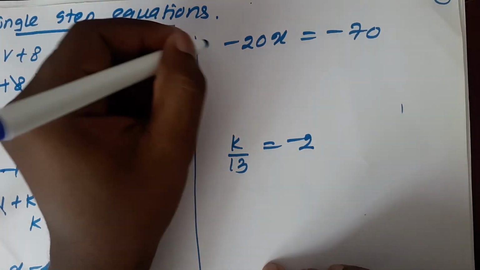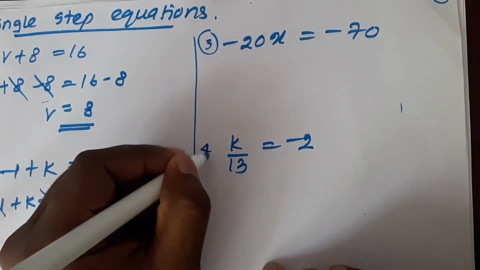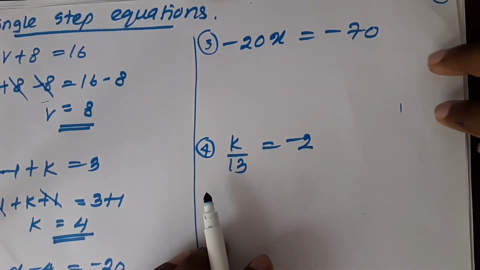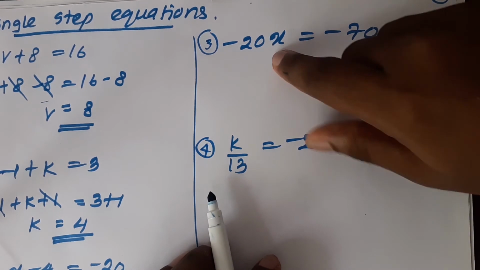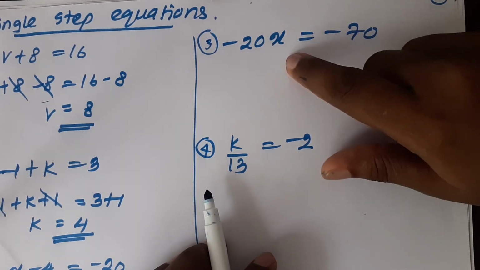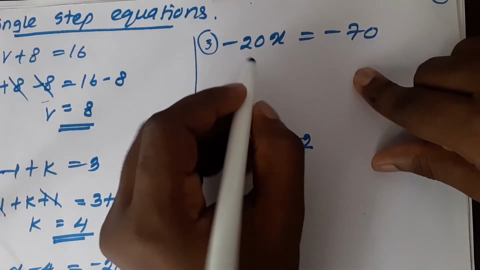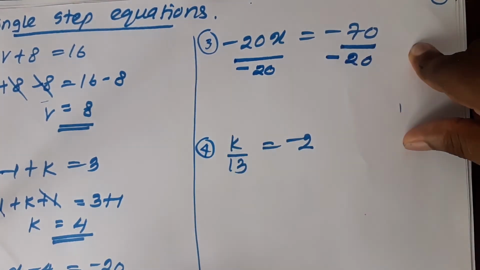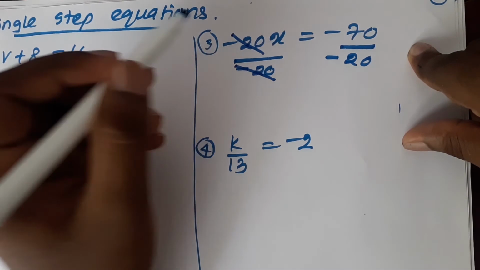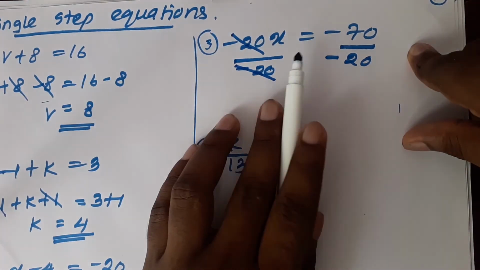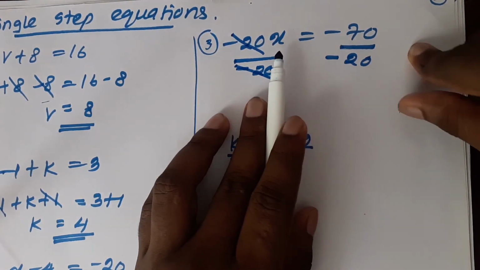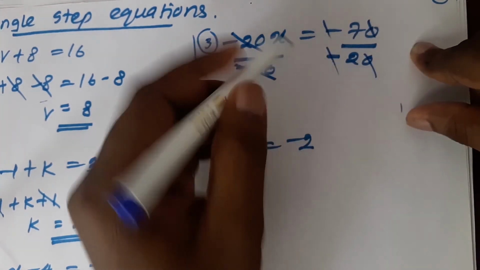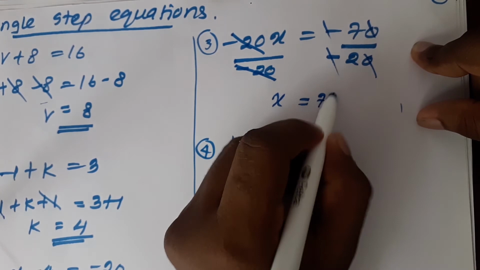In the third equation I have minus 20x equals minus 70. So I simply divide both sides by minus 20 to make sure x is isolated. If I do that, this will get cancelled out while isolating x, and in here I can cancel out this 0 to this 0 and minus to minus. So x equals 7 over 2.